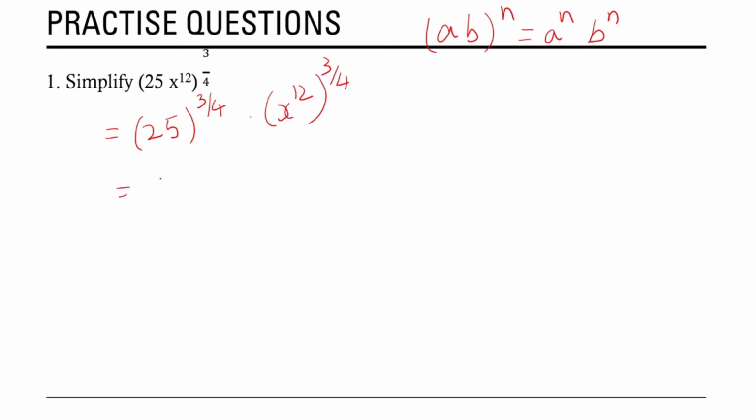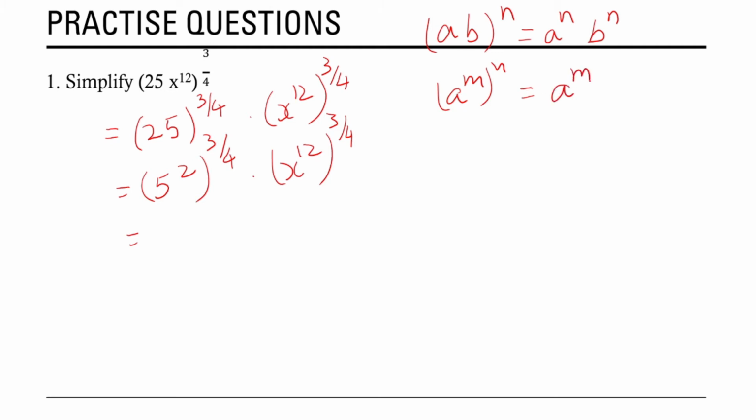25 we know it is 5 into 5, 5 square. 5 square raised to 3 by 4 into x raised to 12, the whole raised to 3 by 4. We know that another law, a raised to m, the whole raised to n is a raised to m n.